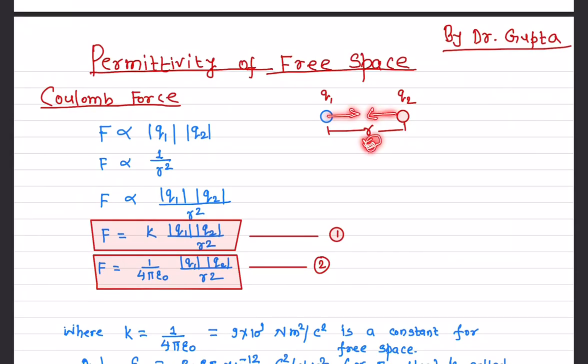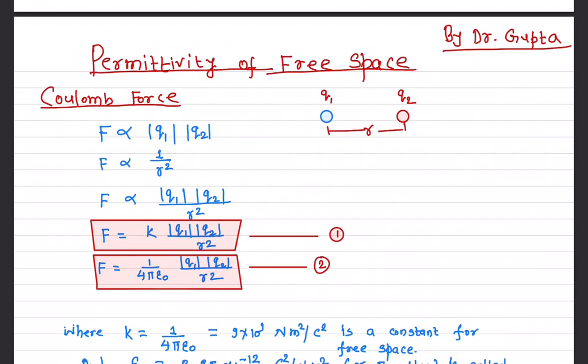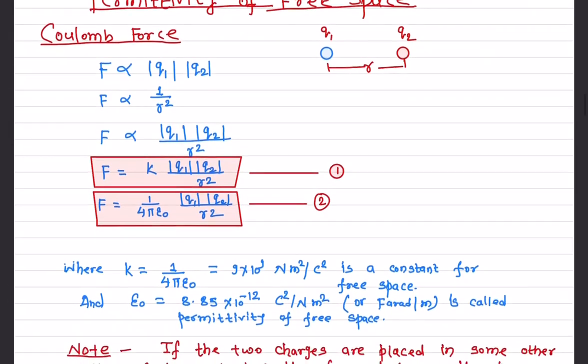And the force between these two charges is inversely proportional to the square of the distance. That means if you increase the gap between the two charges, the force will decrease by the inverse square law. So if the distance between the two charges is 1 centimeter, and I make the separation 2 centimeters, then the force will go down by 4 times because it is inversely proportional to the square.